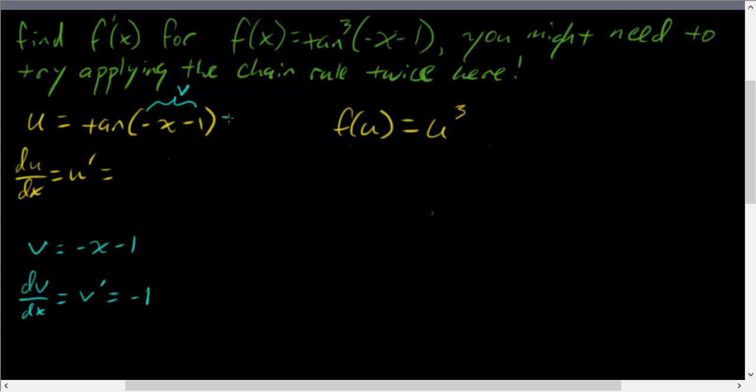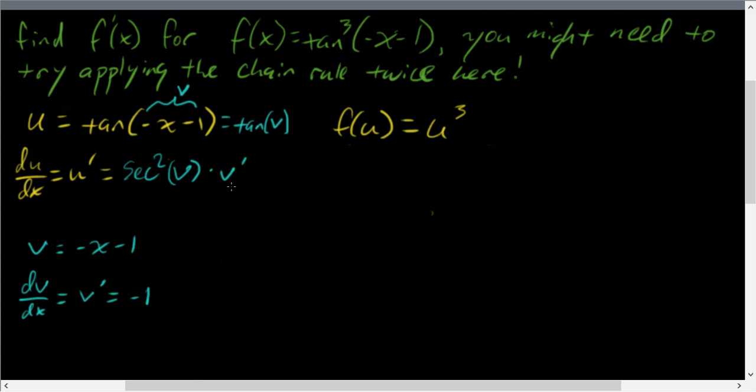Right, this is, in other words, tangent of this function v. Well, what's the derivative of tangent of v, right? Here's u equals tangent of v. The derivative would be simply, what's the derivative of tangent? Well, that's secant squared of v. But now we've got to apply the chain rule, right? So we've got to multiply this by v prime.